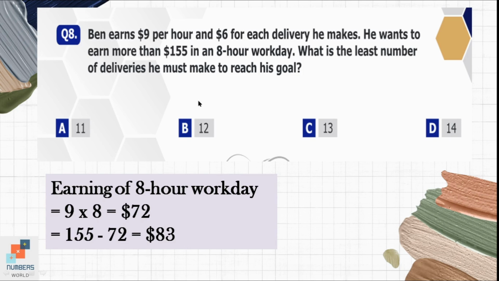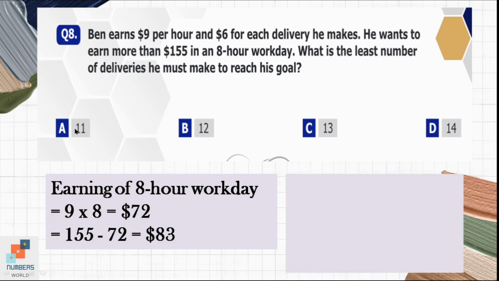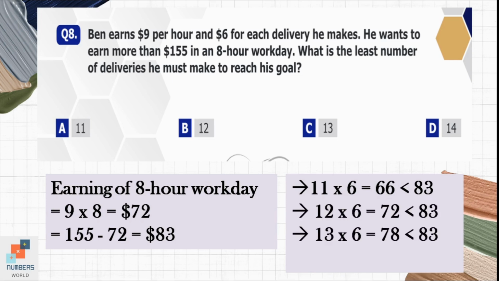So we will check our options one by one. If he makes 11 deliveries and he earns $6 for each delivery, the total amount will be $66, which is less than 83. So option A is not correct. Similarly, option B and C are not correct because the total amounts are less than 83. So we will not choose these two options.